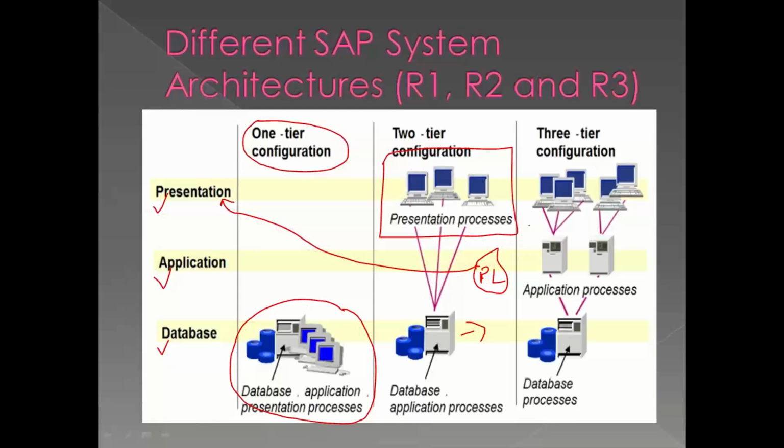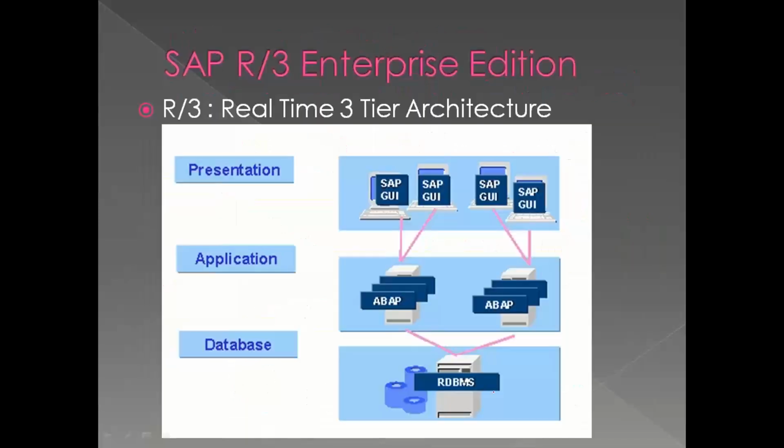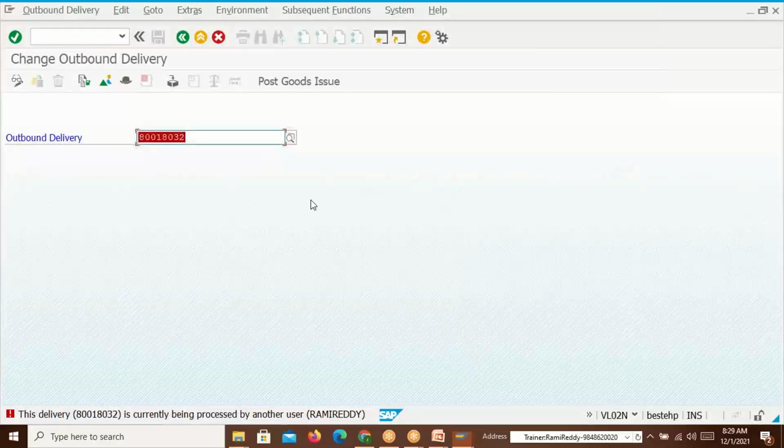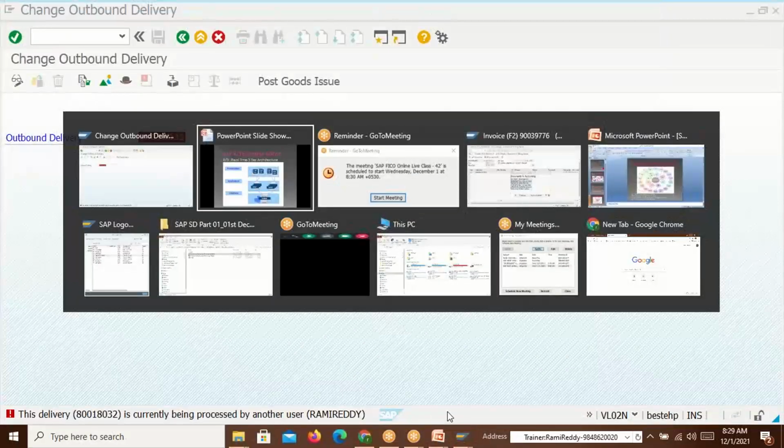And three-tier means the presentation layer screens, programs, and database have all been separated. That is the three-tier. So here one tier, here two tier, and here three tier. That's the reason why we call it 1, 2, 3. So R3 is this. So SAP GUI, graphical user interface, whatever interfaces that you have seen here, the screens, these are the interfaces.